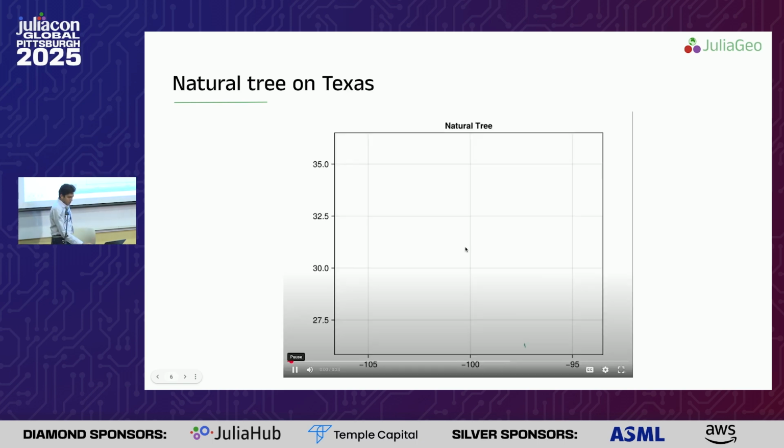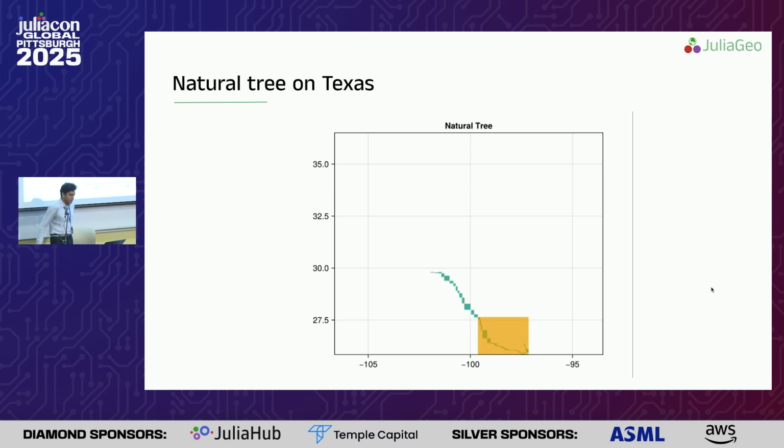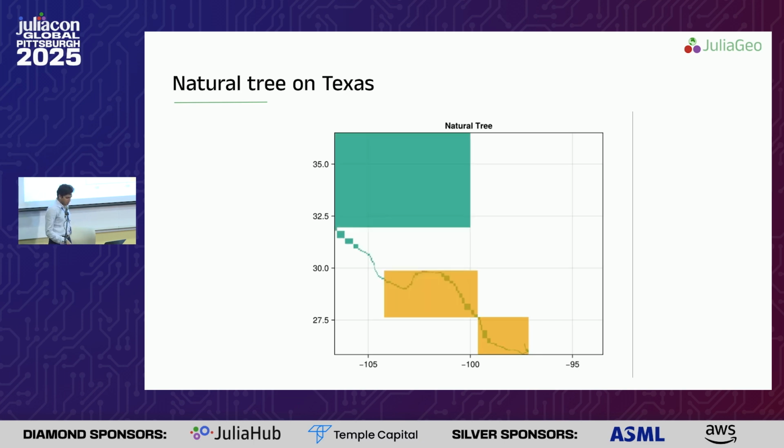But the cool thing is if you do that on a complex geometry, so this is the state of Texas. This had about 7,000 points, I think, from memory. I kind of simplified it a bit.